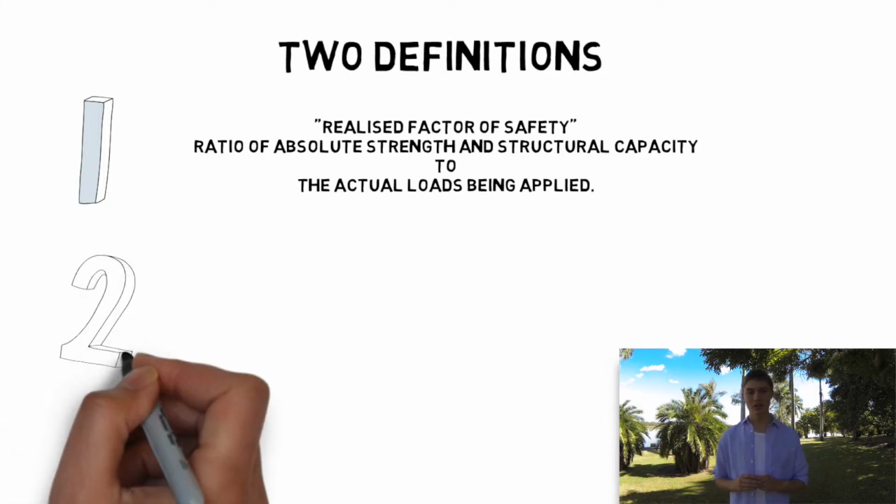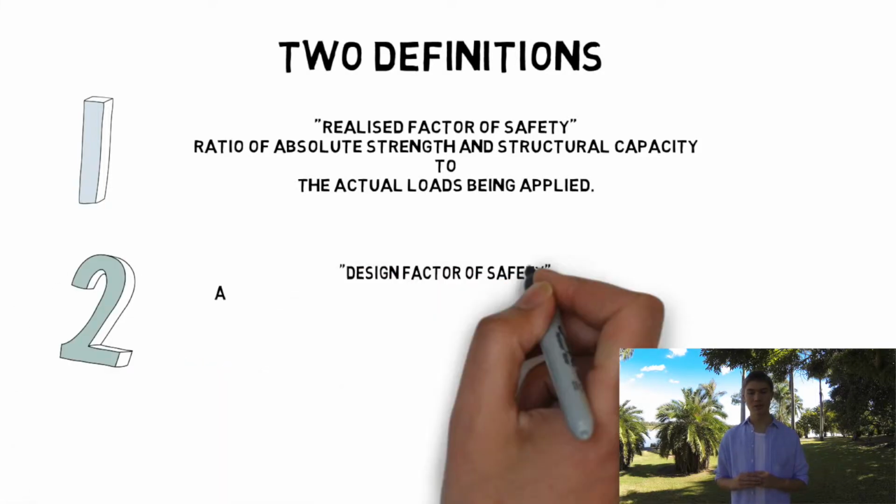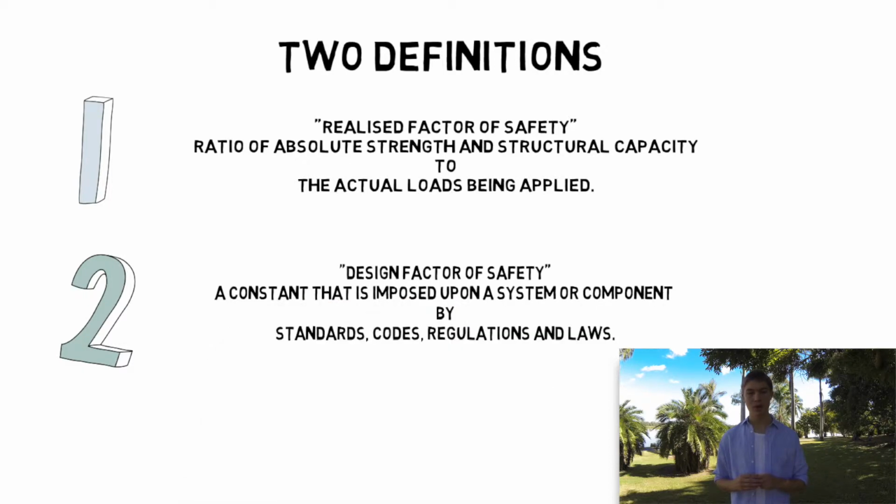The second definition is a constant that is imposed upon a system or a component by design standards, codes, regulations, and/or laws. A particular design must conform to or exceed the required factor of safety. These constants should be referred to as a design factor or a required factor of safety.